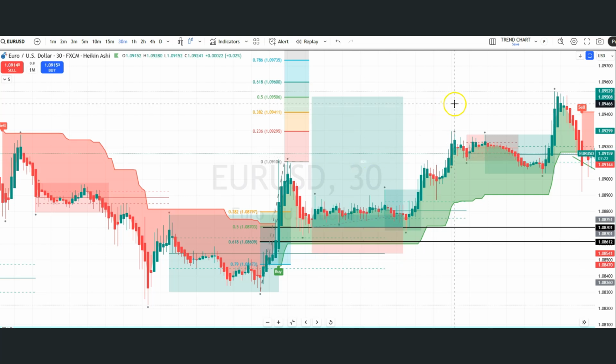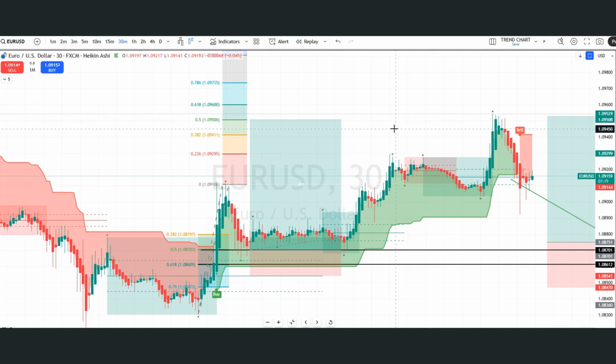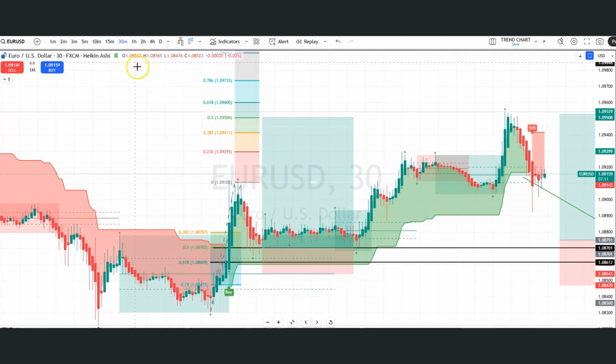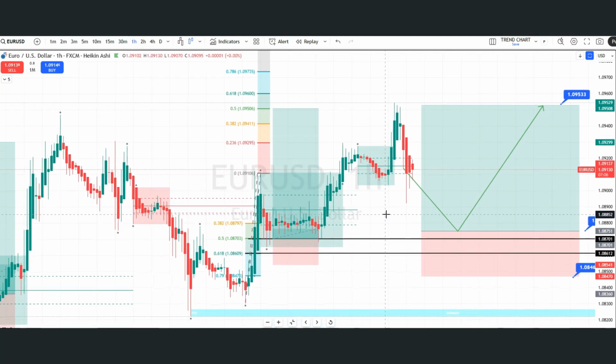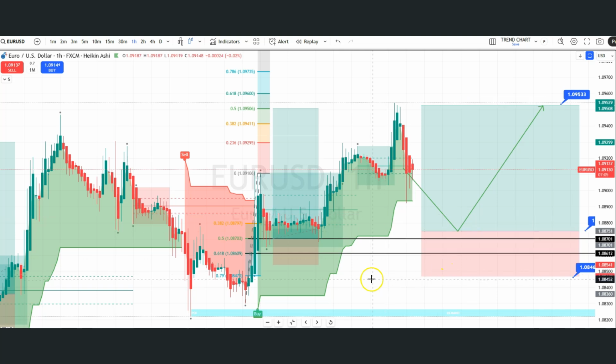All right, so it's well worth having a look at the change of character or the break of structure within the trend, because it's a highly lucrative way of trading. This can work on the 30-minute, this can work on the 1 hour once the software catches up. There you go. It doesn't matter what time frame you're on. The numbers are the same, of course, because you're using Fibonacci retracements and then Fibonacci extensions. Hopefully you find that useful.